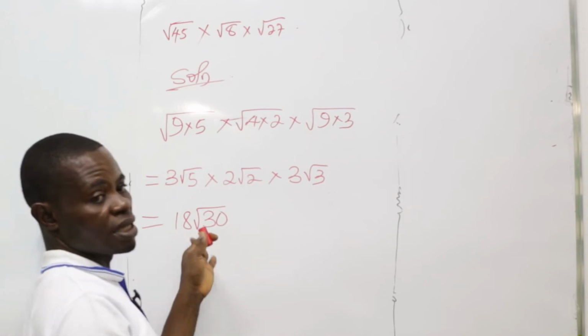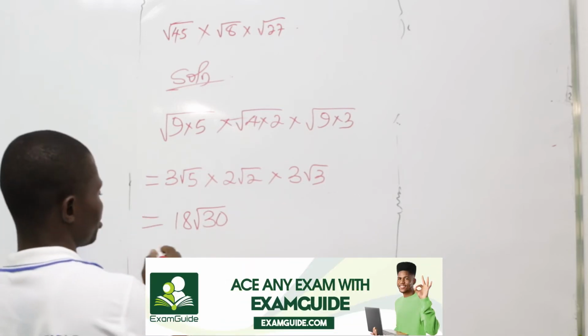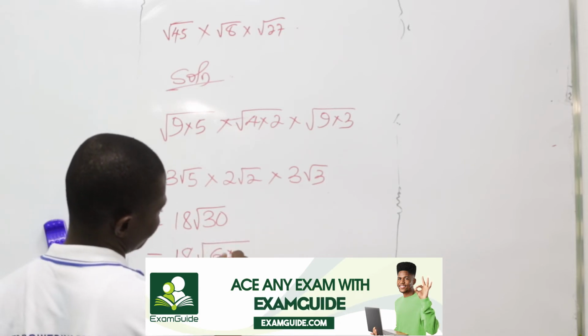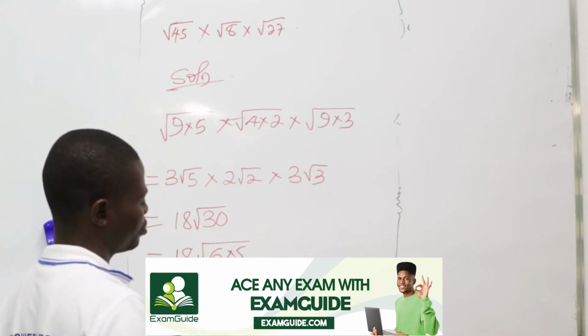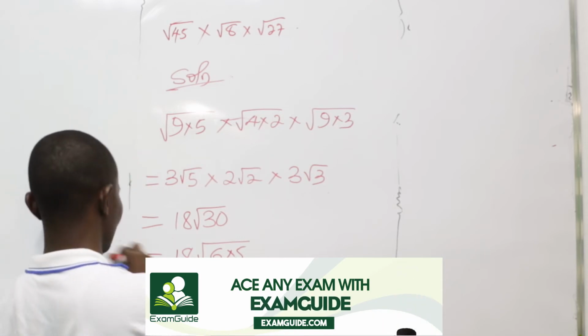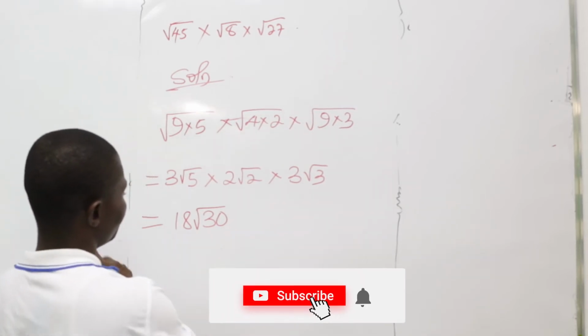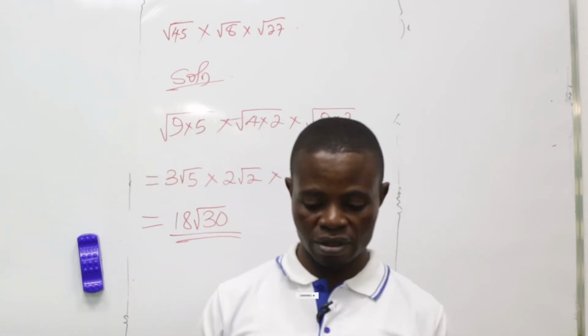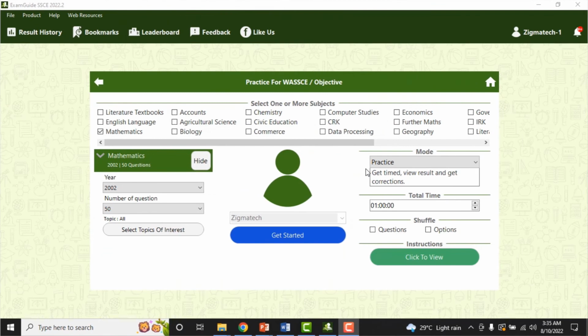Think again. Is there any perfect square in this? Let us see. 18 root 6 times 5. No perfect square again. Therefore our answer is what? 18 root 30. Okay, let's take more questions from past questions using ExamGuide.